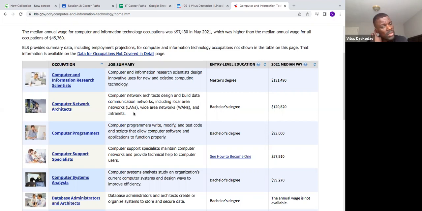Now, the next set of occupations is computer programmers. These are the people that actually write code, modify the code, or test the code to be able to allow computer software and applications. Applications, again, is known for short as apps. So all these apps that we see on our phone, all the apps or the software that you see on computers, on servers, all those things that make us do all the things that we do in technology need to be created, modified, and tested by computer programmers.